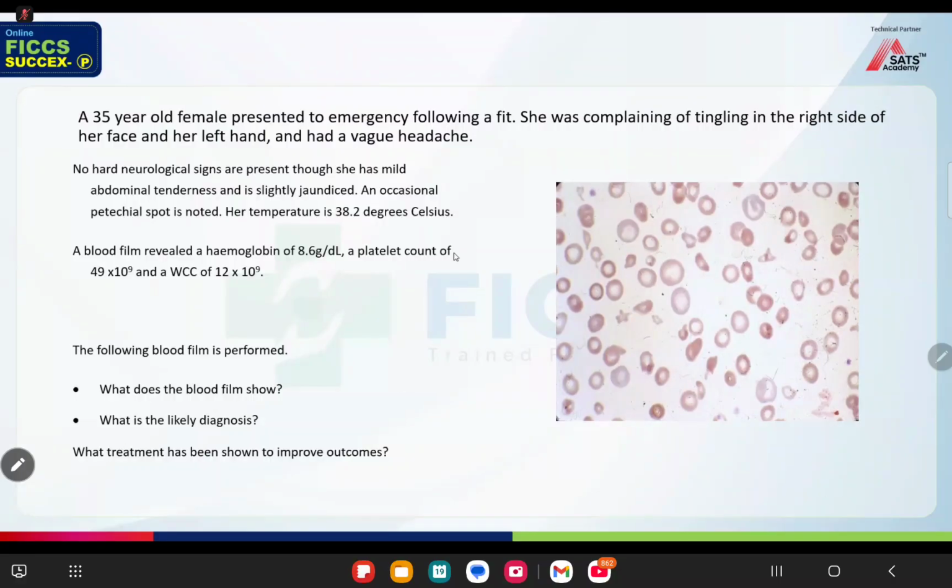What treatment has been shown to improve outcome? Plasma exchange with plasma only, 1 to 1.5 times the plasma volume. What else? Suppose plasma exchange is not possible. If PLEX is not available, what is the alternative to PLEX?